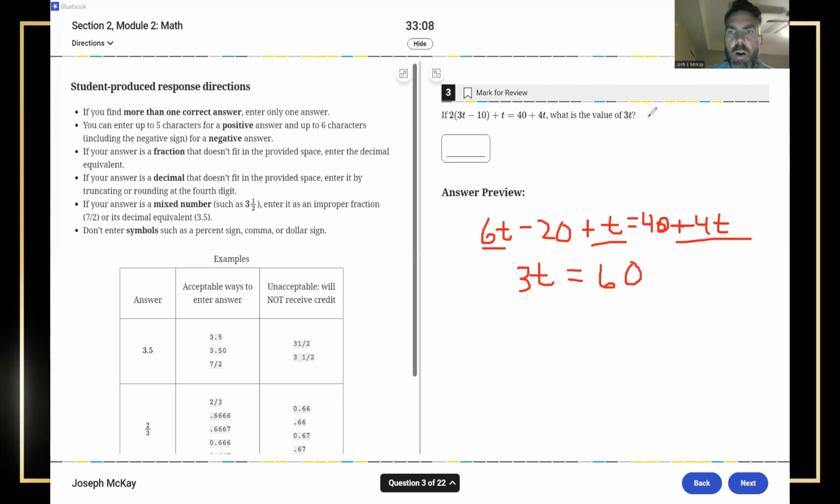Be careful here. You always want to read the question. The question says, what is 3t? So don't go solve for t right now. I'm tempted to divide by 3, but I don't want to do that because I've already got the answer. 3t is 60.